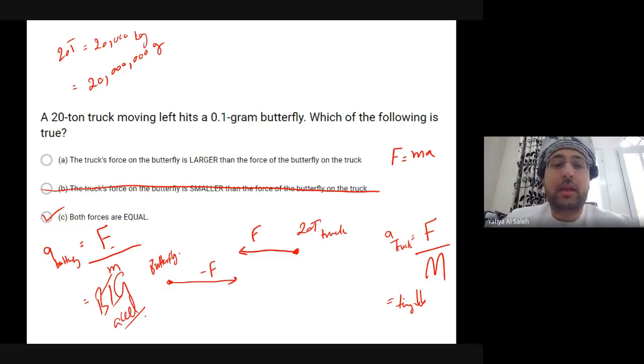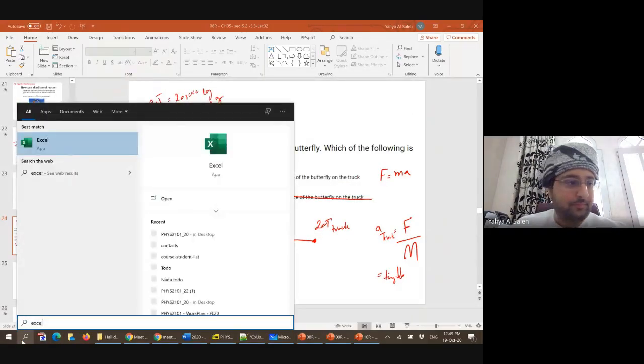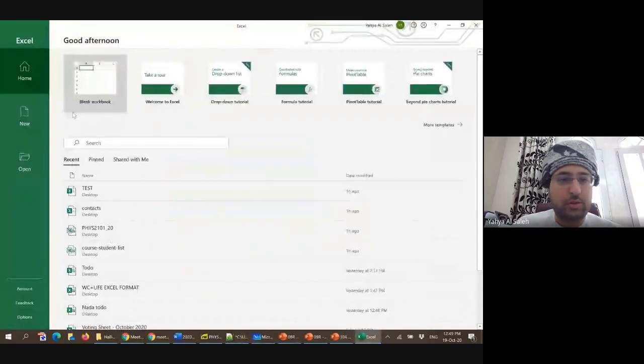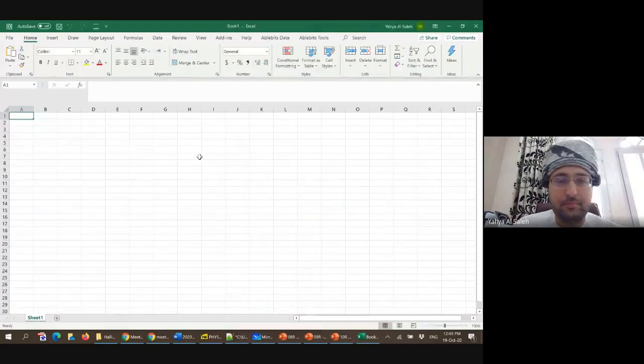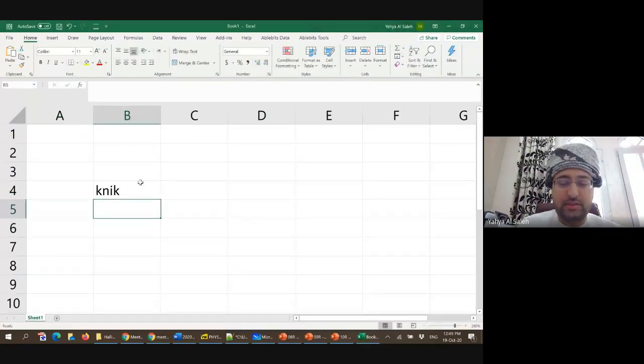Okay, let us actually do something. No, the truck is not going to stop. Okay. Is this clear to you? Can you see the font clearly? Is it big enough? Okay.